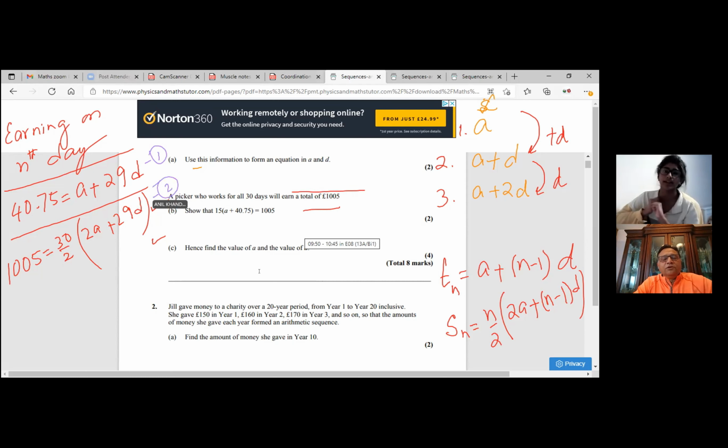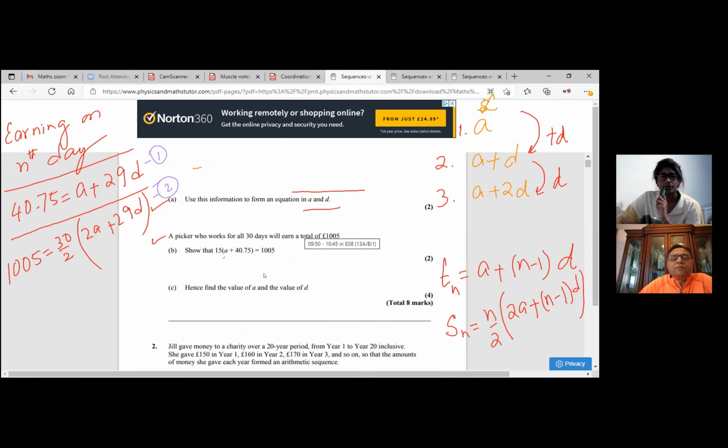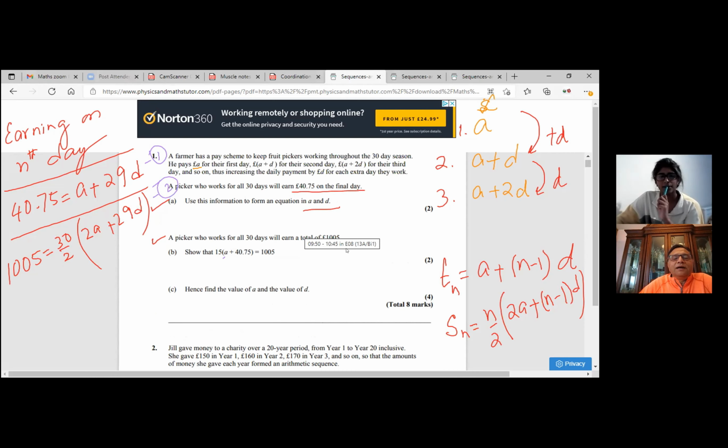So we can easily solve simultaneously, right? Now part C is hence find the value of A and D. Sorry, can you see this? Yeah, I can see that. That's really annoying, I don't know why it's there. It doesn't matter. So now you can easily do it, right? We can actually divide by 2 and simplify this second equation. We can write it as 1,005 over 15 equals 2A plus 29D, right?